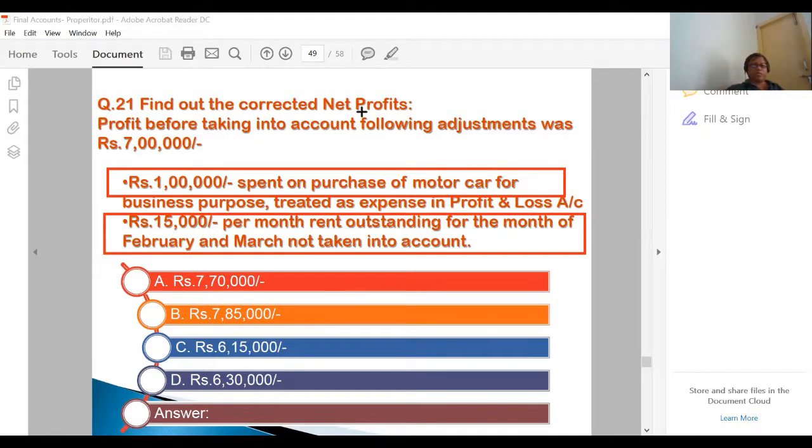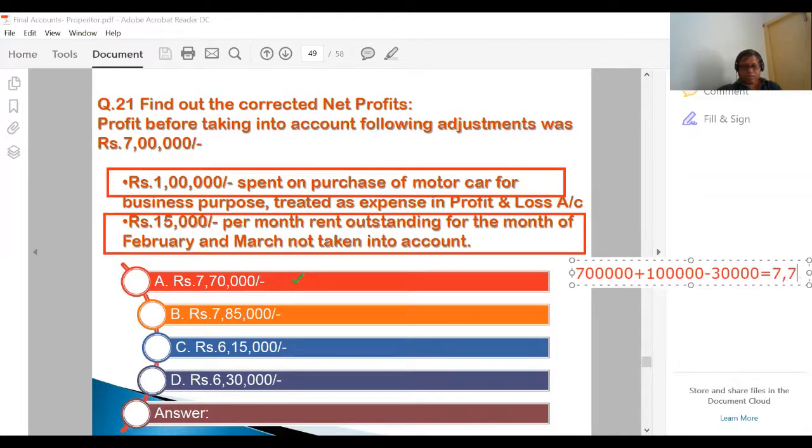So what we need to do is add 1 lakh to your profit, 8 lakh minus 30,000. That is the answer. So how do we do that? PBT is 7 lakh plus 1 lakh, since this is not a revenue expenditure, so I am adding it back. Two months' rent not paid, so I am subtracting that. Then we will have an answer of 7,70,000.